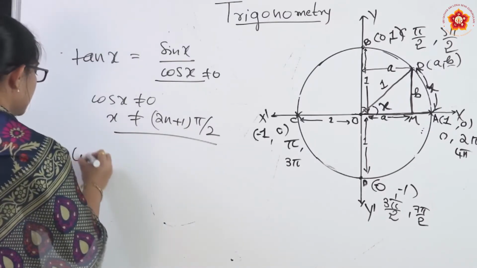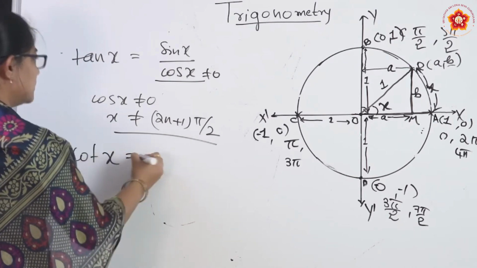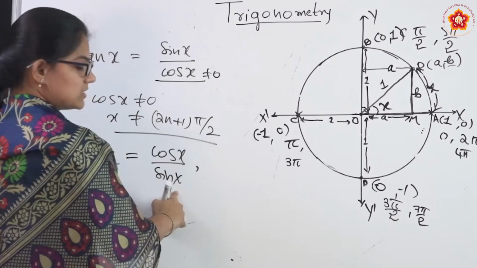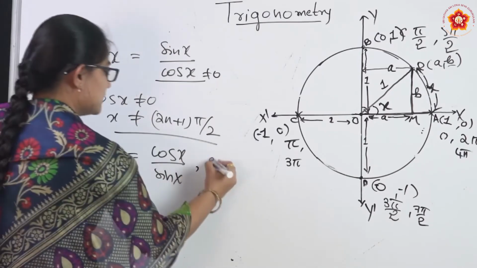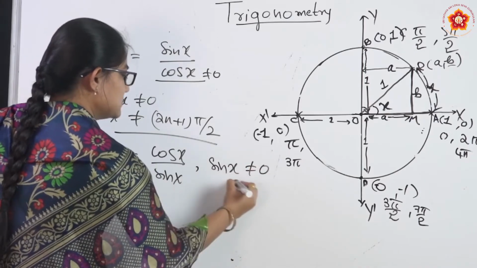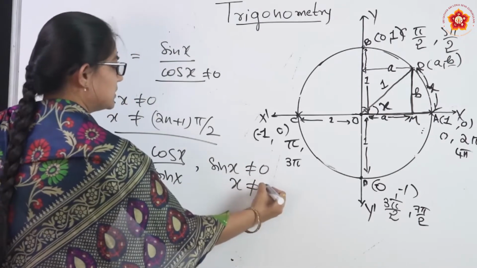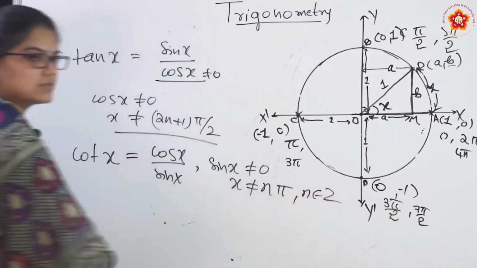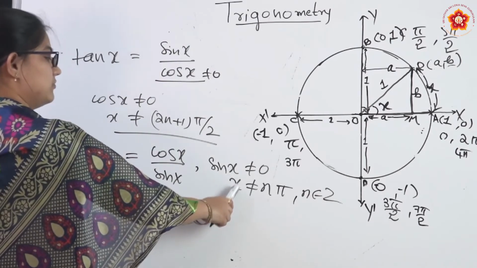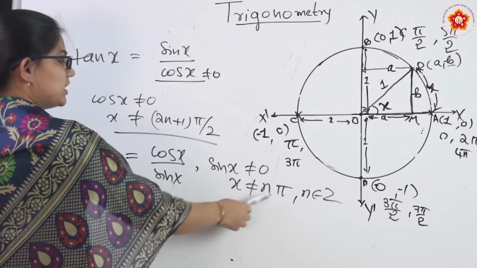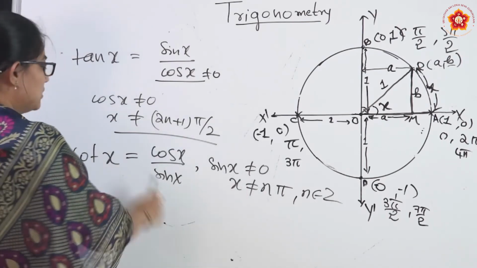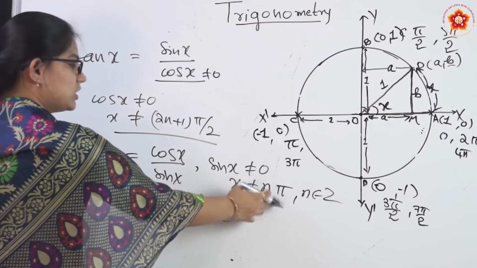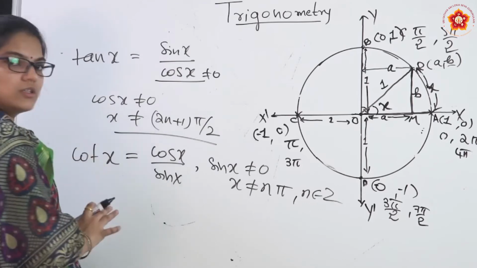Similarly, we can define its reciprocal cot x. Cot x is equal to cos x by sin x, where the denominator is not equal to 0, that is sin x is not equal to 0, that is x is not equal to an integer multiple of pi, that is x is not equal to n pi, where n belongs to Z, correct. For all such angles, that is not equal to an integer multiple of pi, cot x is defined, that is you get the cot x value. For all x equal to n pi, cot x is not defined.